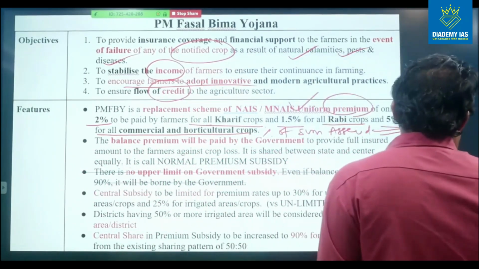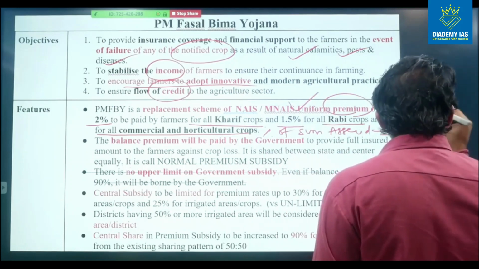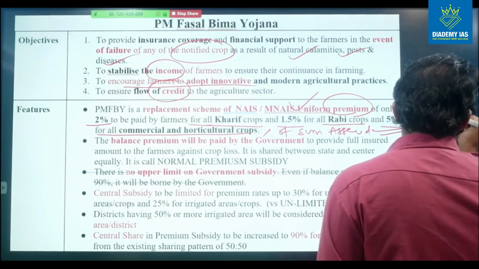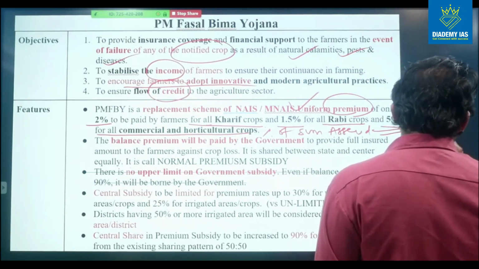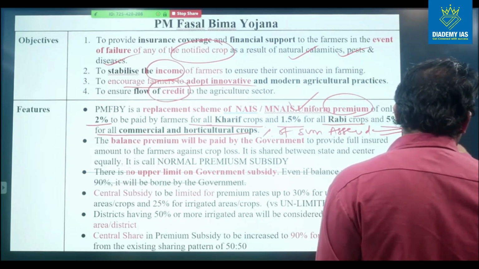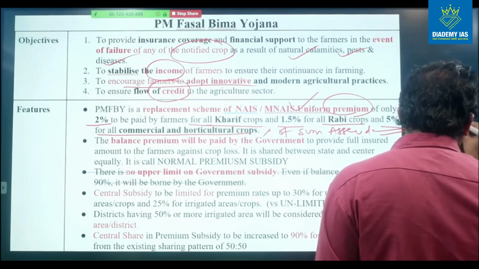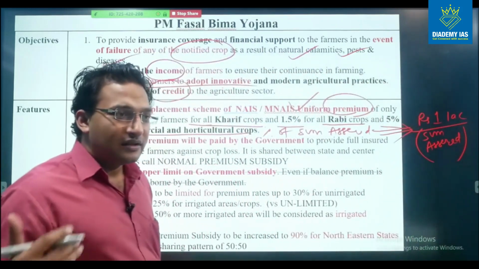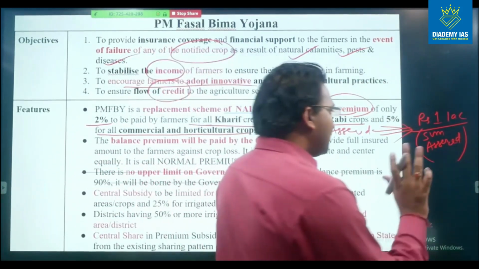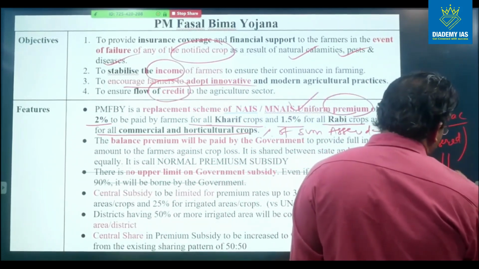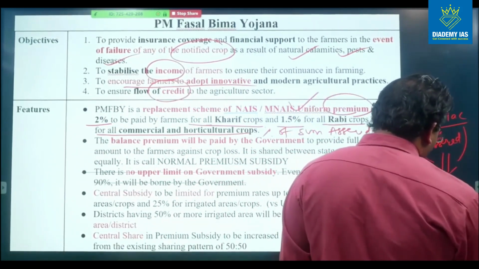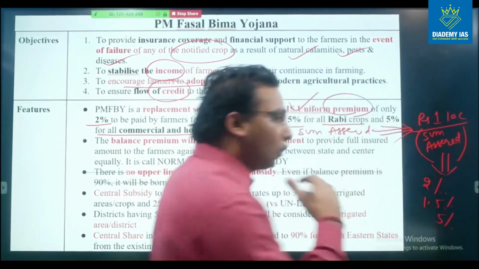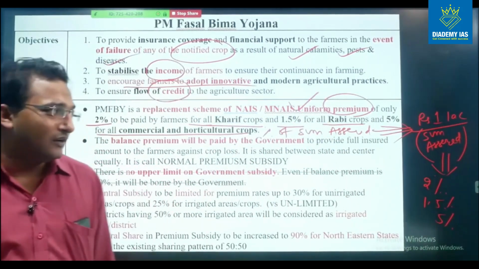the insurance company says that if you face the loss of your crop, I will pay you rupees 1 lakh, right? So this 1 lakh rupees is called the sum assured. That means this amount of compensation will be given by the insurance company if there is some loss in this crop. Out of this sum assured, this 2% or 1.5% or 5% is given by the farmer, right? So only this amount is given by the farmer.